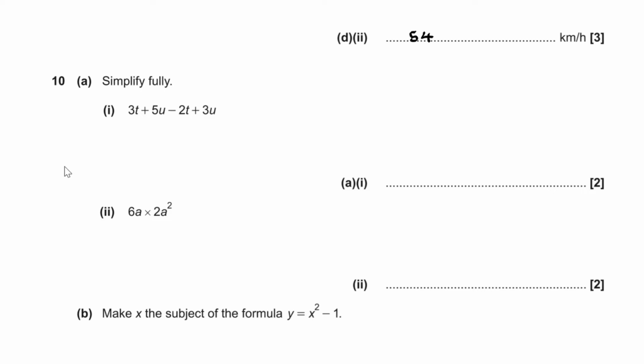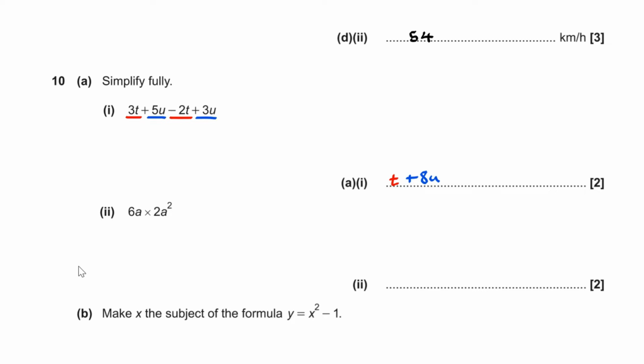Question number 10. For part A, we have to simplify fully for the first part. 3t plus 5u minus 2t plus 3u. Well, what you can see here is 3t minus 2t, that's just 1t. And 5u plus 3u, that gives us 8u. So we have t plus 8u as our simplified expression.